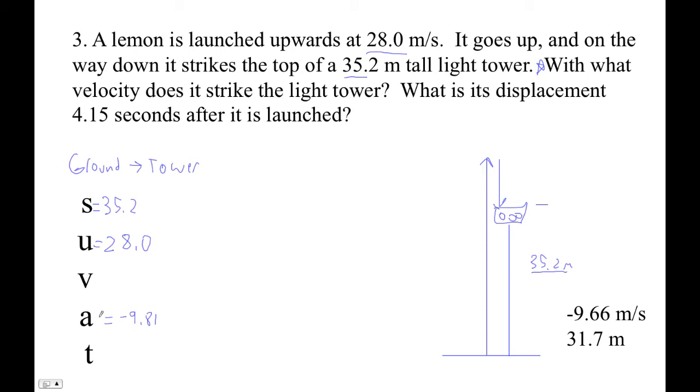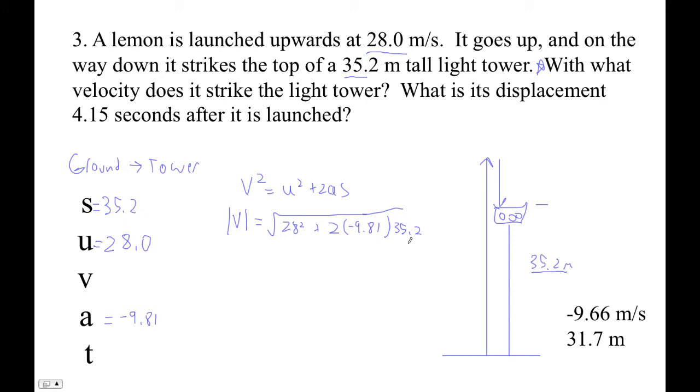So I think what we could do is use no t. Okay, we've got to be careful because it's going down. We want to use the negative meaning of it, right? Let's try it. So v squared is u squared plus 2as, right? Okay, so let's see. The absolute value of v is the square root of 28 squared plus 2 times negative 9.81 times 35.2. Okay, so let's see what this is.